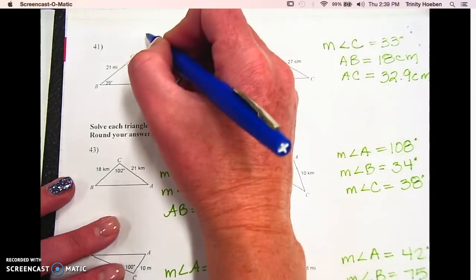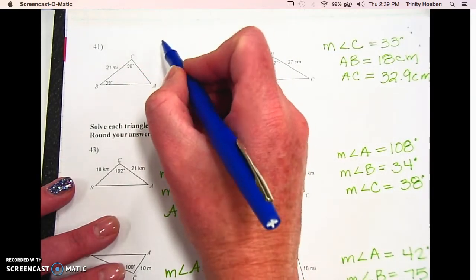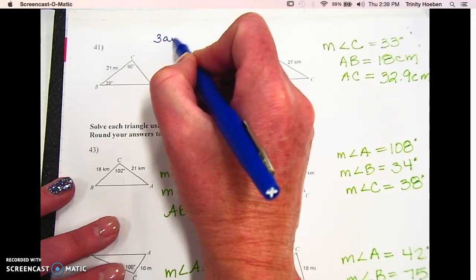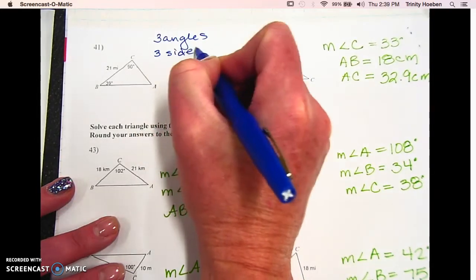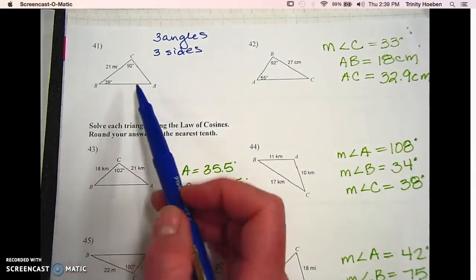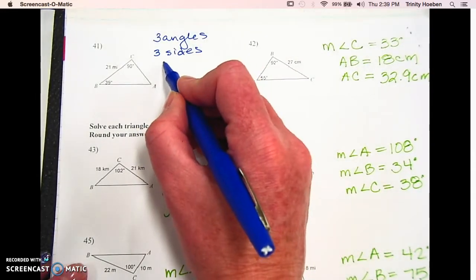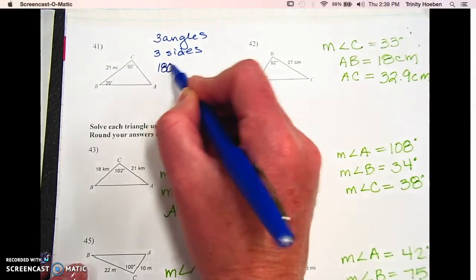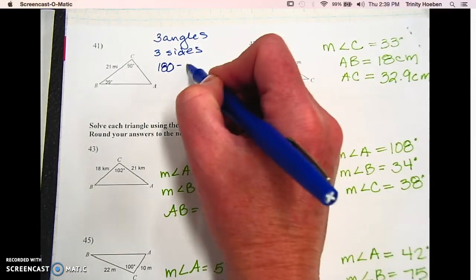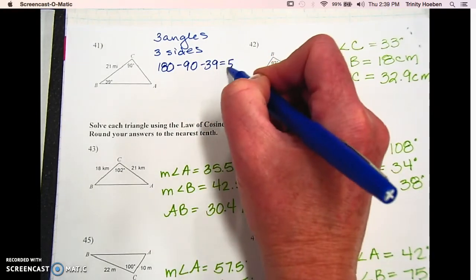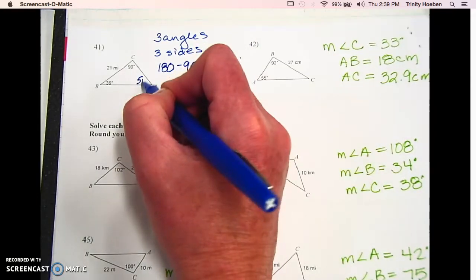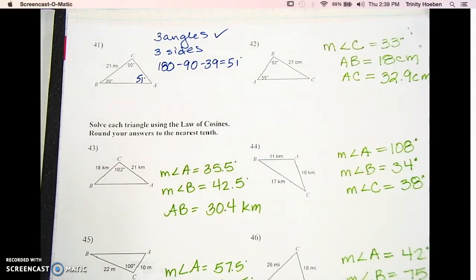So when you're solving completely for a triangle, you want to make sure that you have all 3 angles and all 3 sides. So right now we have 2 of the angles. We can simply take 180 degrees and subtract the 2 angles that we know, which are 90 and 39. That should leave us with 51 degrees. I'm going to fill it in. So we've got all 3 angles. Now we just need to get all 3 sides.